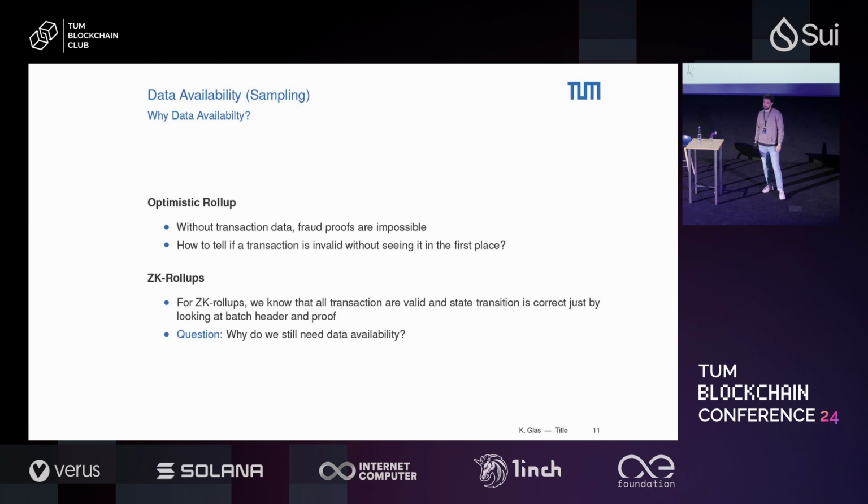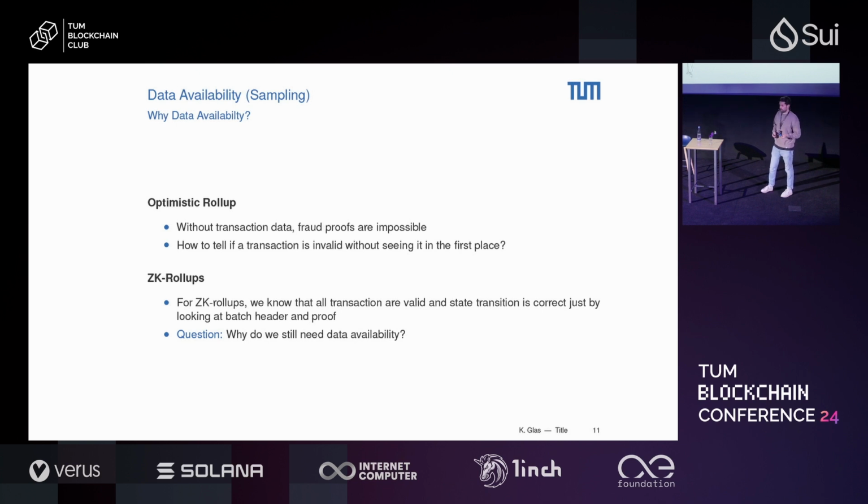For ZK rollups, the story is a bit different, because for ZK rollups, we have this validity proof. So just from looking at the commitment to the rollup batch and the commitment to the state before and after, we already know that everything is correct. So why do we need transaction data in this setting? And here the thing is, we do not want to rely fully on a potentially centralized rollup operator.